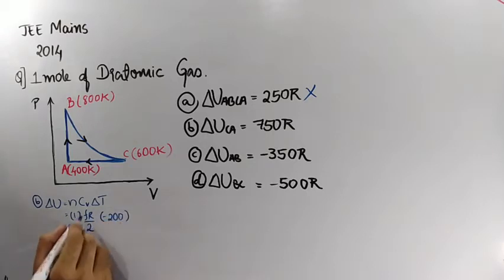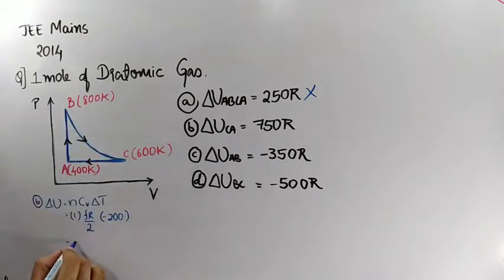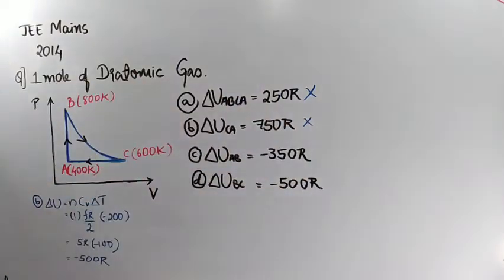Clear? So what is the f value? For a diatomic gas, f value is 5. So 5R by 2 into minus 200 means it becomes minus 500 R. But they had given 750 R, which is a wrong option. Clear?